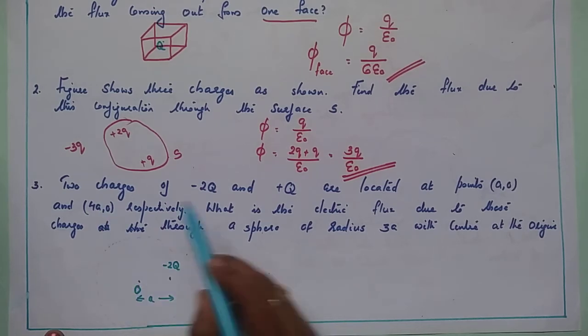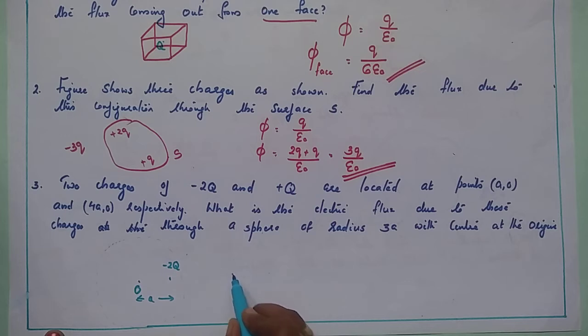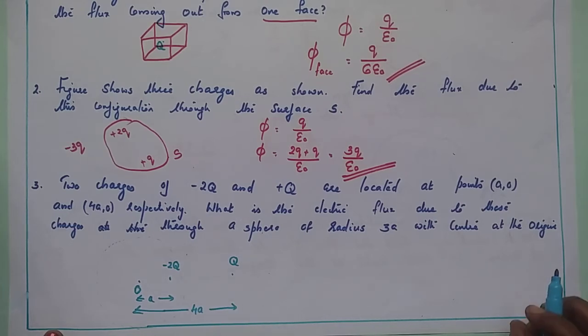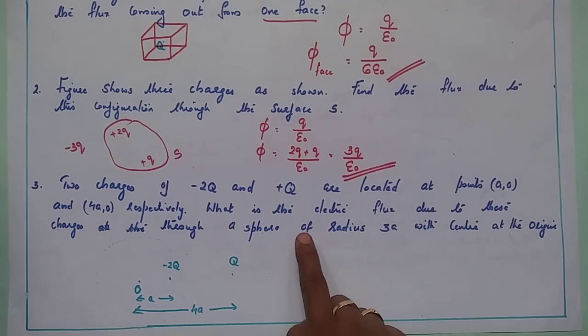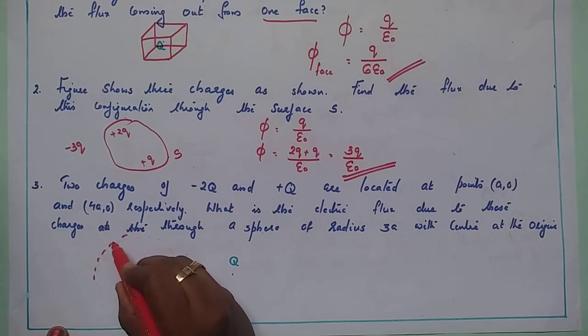And where is the next charge? Plus Q is placed at 4A. Here let it be Q and it is at a distance 4A. Both the charges are placed along the x-axis. Now we can draw a sphere of radius 3A. Here this distance is A, this distance is 4A. So we draw a sphere with O as the origin.